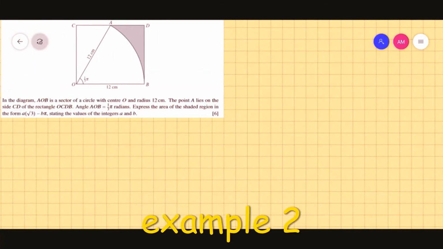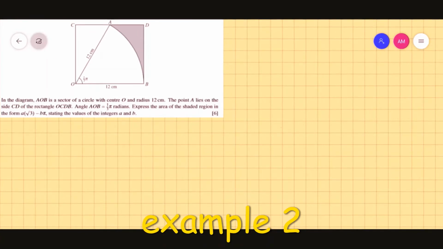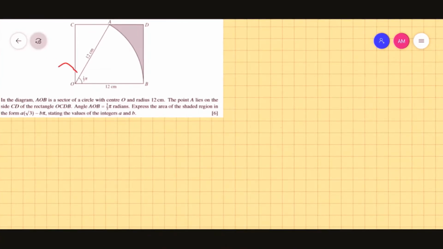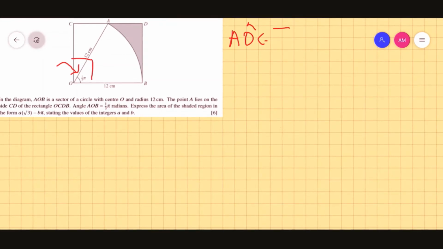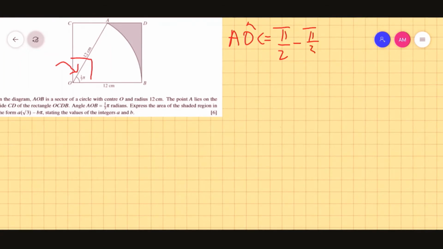Question on circular measure, we are given that diagram there. Now I would want to find this angle first here. This is angle AOC. How do I do that? I know this whole angle is 90 degrees, which is equal to pi over 2. I subtract pi over 3 and I get pi over 6 here, right?